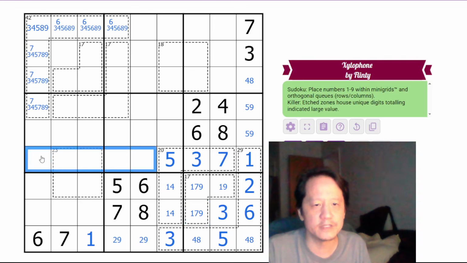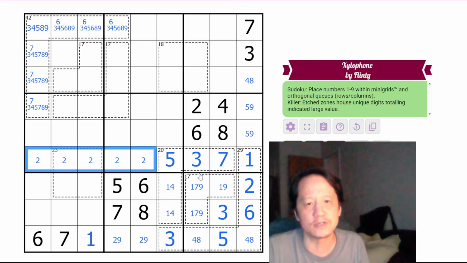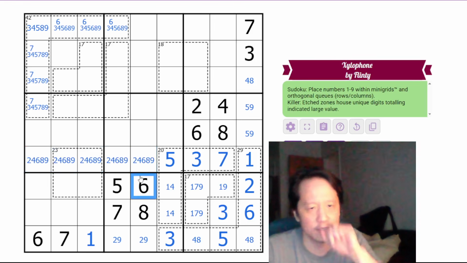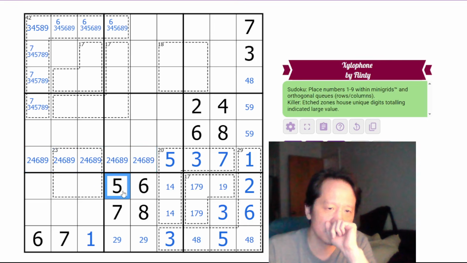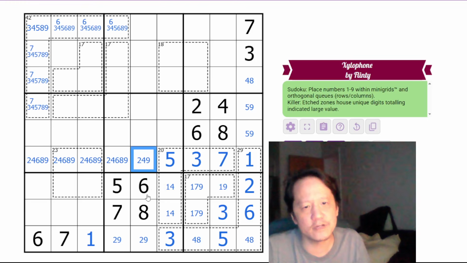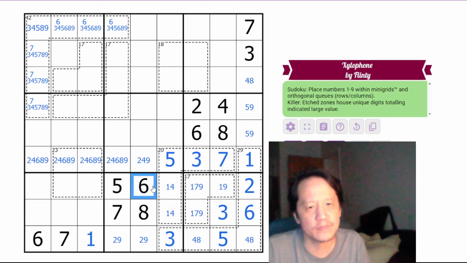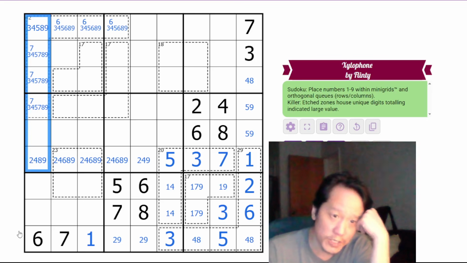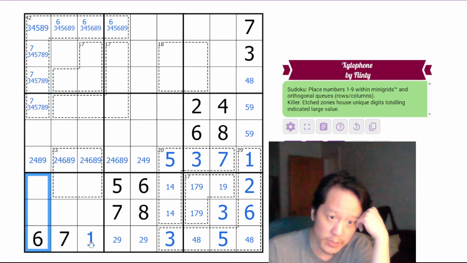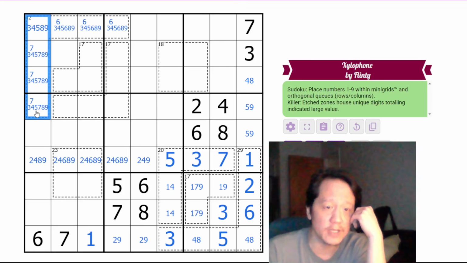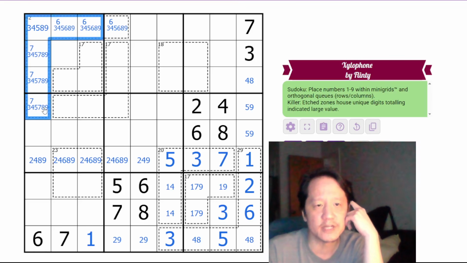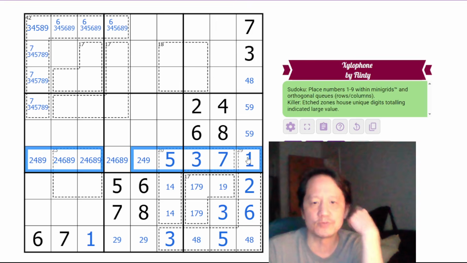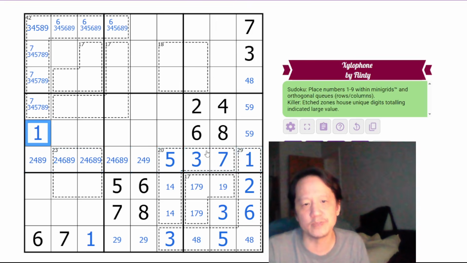Okay, remaining digits in row 6 are 2, 4, 6, 8, 9. No 6 or 8 here because of 6 or 8 in the column. No 6 here because of 6 in the column. Where is 1 in column 1? Can't be here because of 1 in the box. Can't be in this cage because it adds up to 42. Can't be in this row because of 1 in the row, so 1 has to be here.